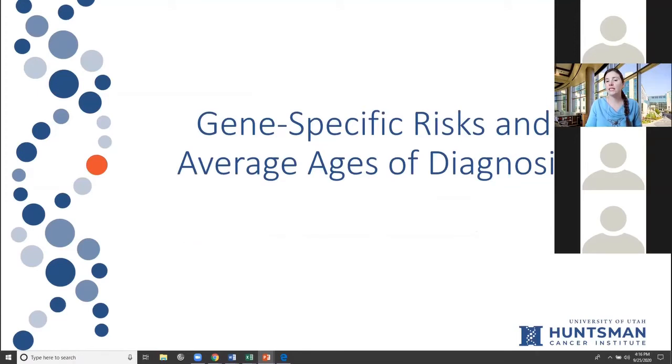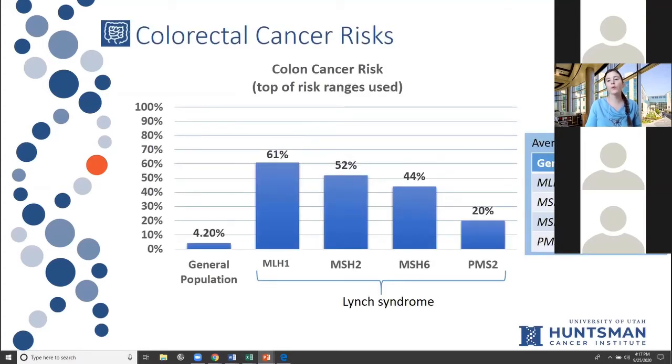I'm going to talk in detail about specific cancer risks now. I'll be using total lifetime risk on the upper end of the risk ranges that are currently available to us, but don't forget about this idea of residual risk. Colon cancer is, again, the highest risk for people with Lynch syndrome, regardless of an individual's gene mutation.